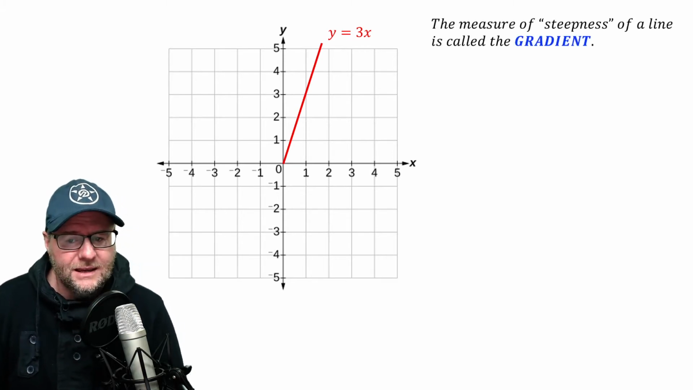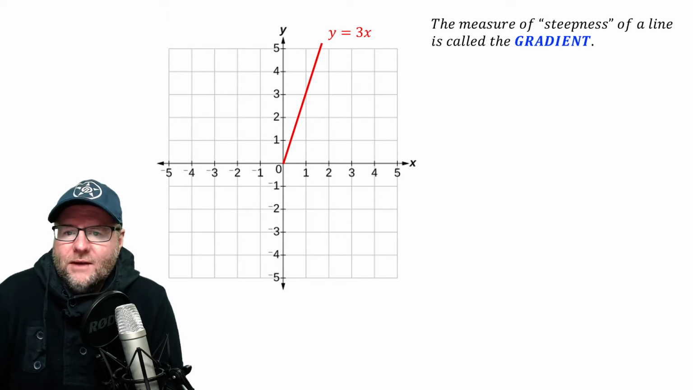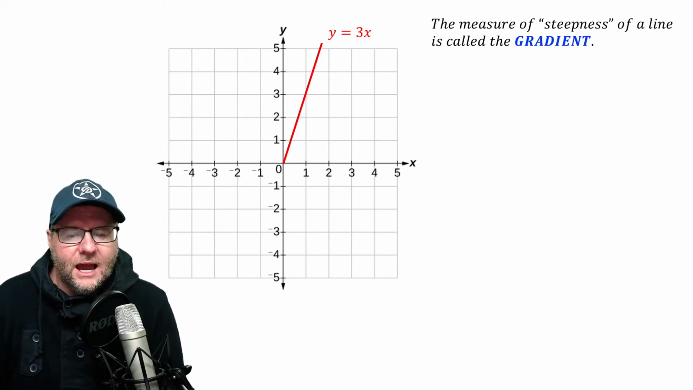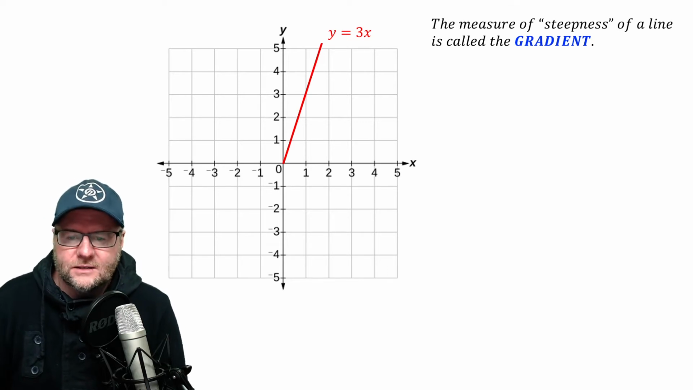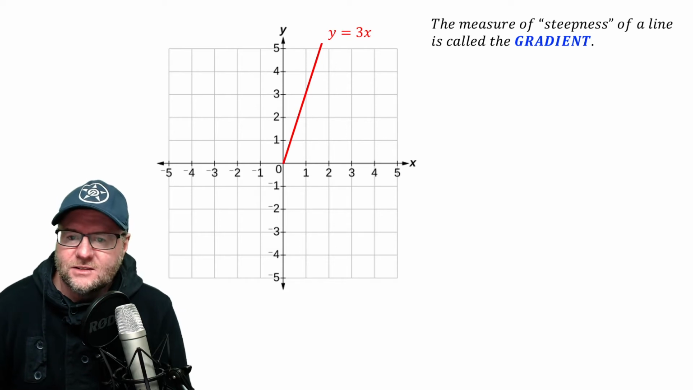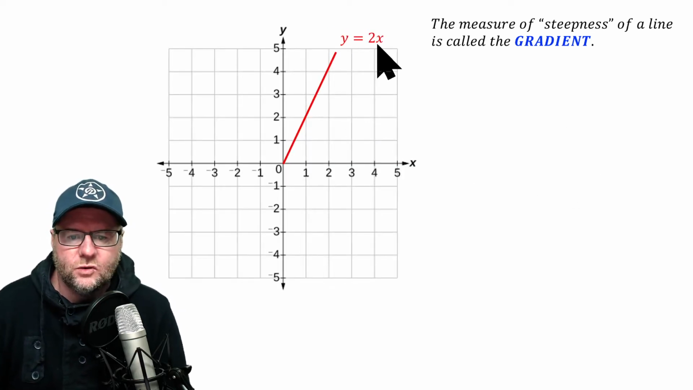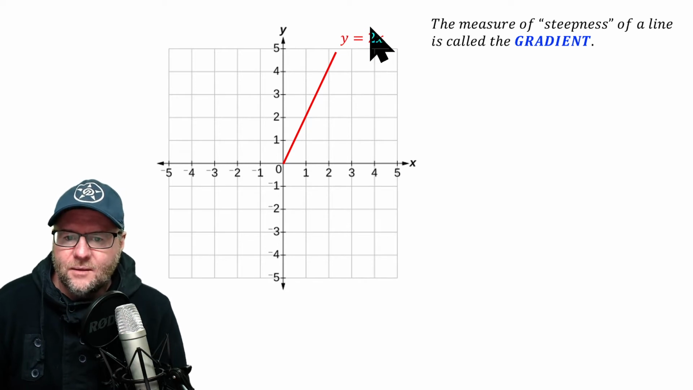And this number is a measure of how steep the line gets. It got larger as we got steeper, and we call it the gradient. So the word gradient basically just means that it's a measure of how steep a line actually is. So let's look at this line here, y equals 2x. Now this number here in front of the x actually is our gradient.